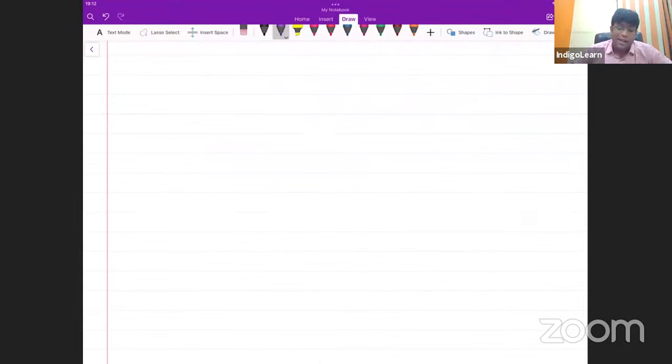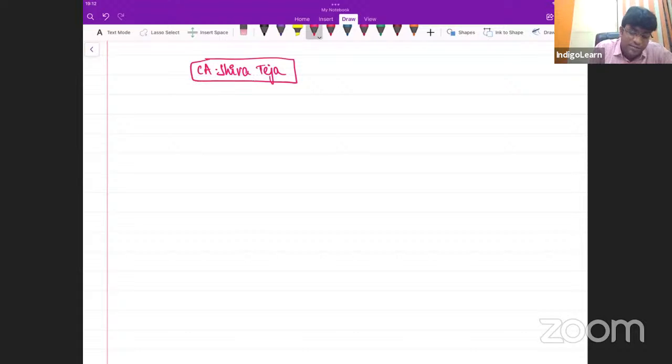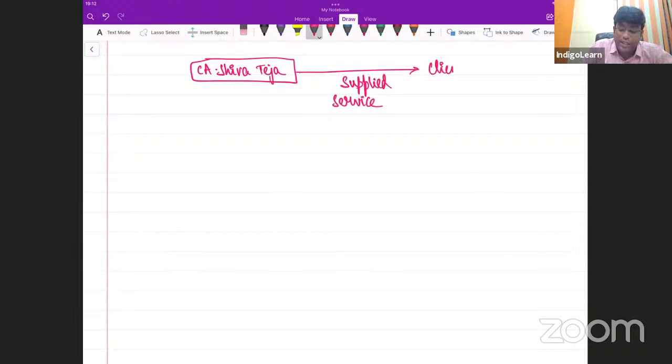Now, one more very, very important special point. Think properly, guys. Very important. So, for example, there is one chartered accountant, Shiva Teja, who has supplied service to one client.